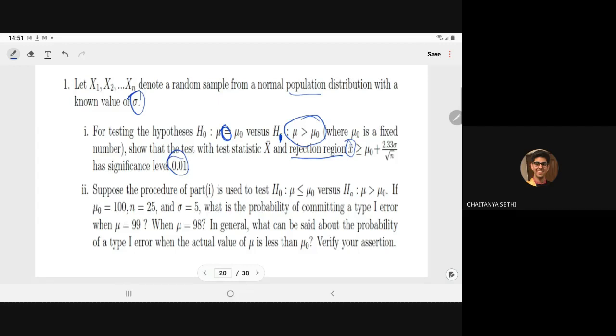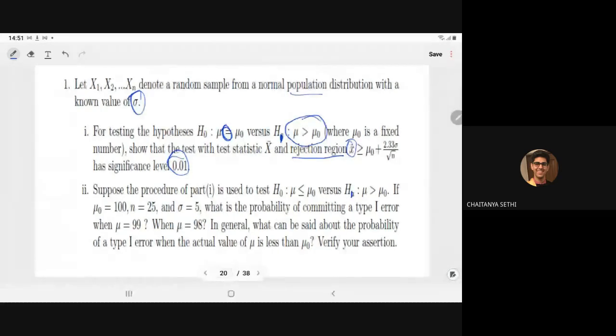Now, suppose the procedure of part 1 is used to test H naught: mu less than or equal to mu naught, versus H1: mu greater than mu naught. If mu naught is 100, n is equal to 25, sigma is equal to 5, what is the probability of committing the type 1 error when mu is equal to 99, when mu is equal to 98, right?